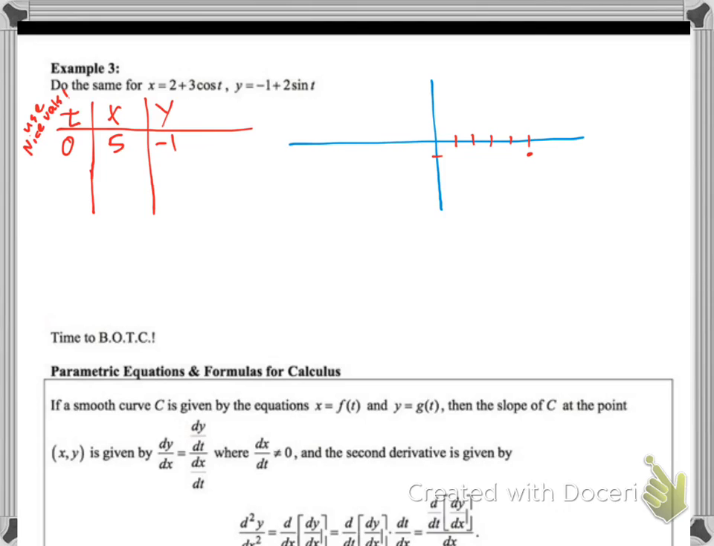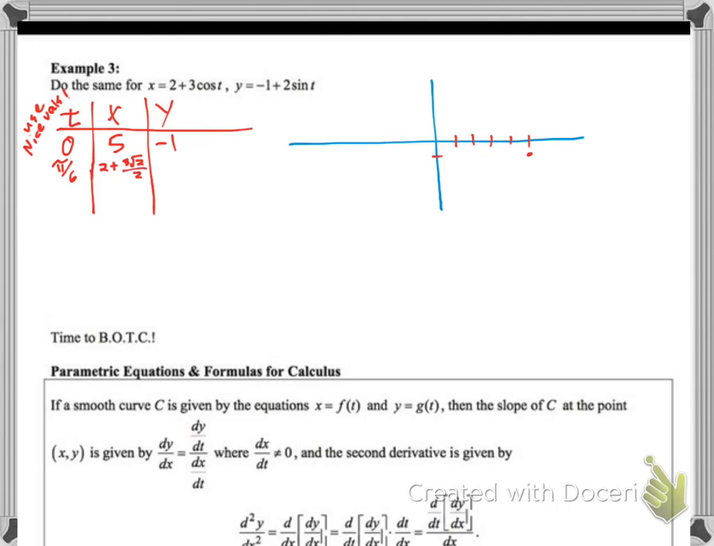0 is a nice easy one, so cosine of 0 is 1, so 2 plus 3 is 5, and then sine of 0, sorry, sine of 0 is 0, so negative 1 plus 0 is negative 1. That's a nice easy point.